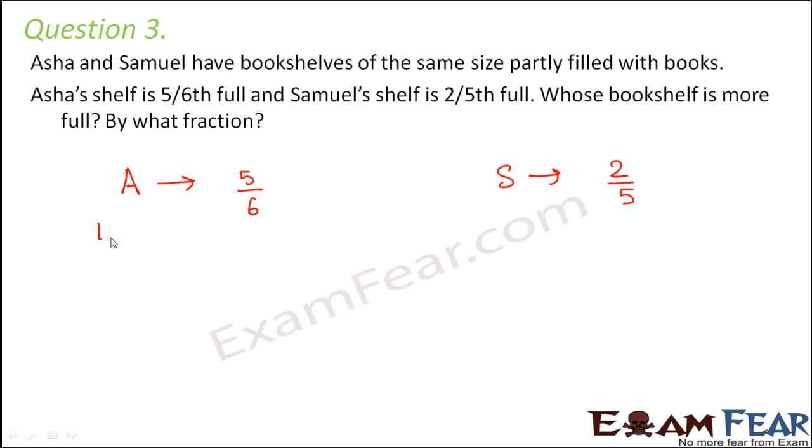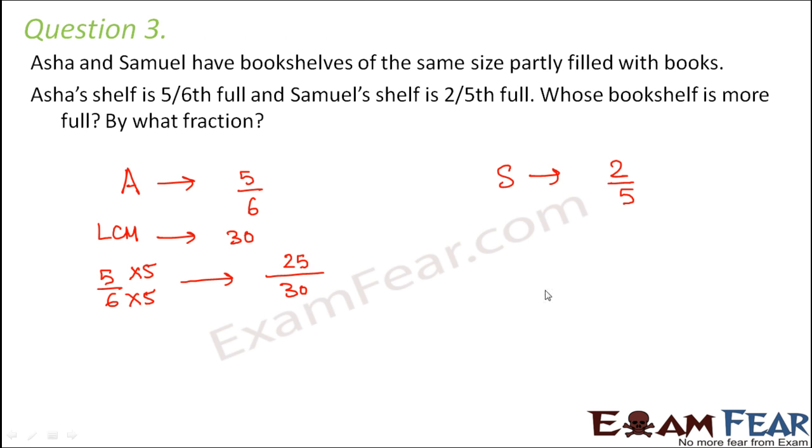Again, since they are unlike fractions, first we will have to convert them into equivalent fractions which are like fractions. So LCM of 6 and 5 would be 30. So 5 by 6 to be converted into a form where denominator is 30. So we multiply numerator and denominator by 5.